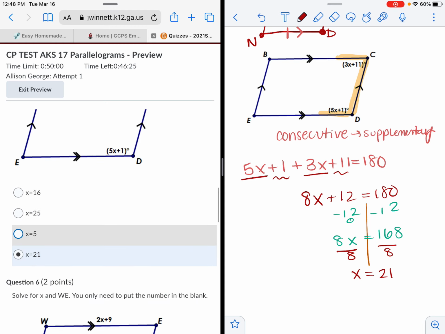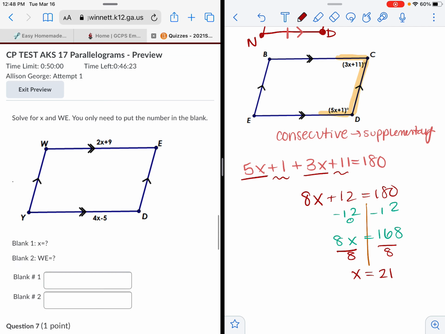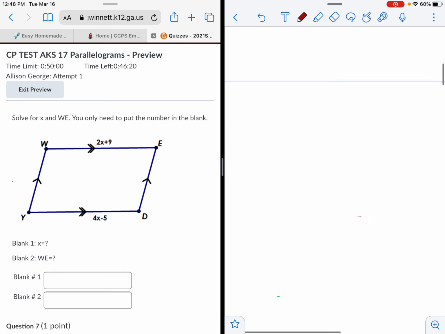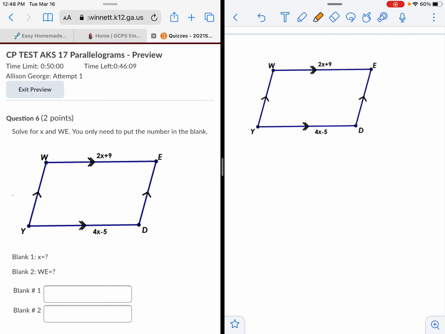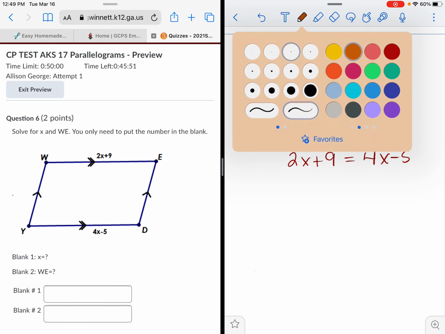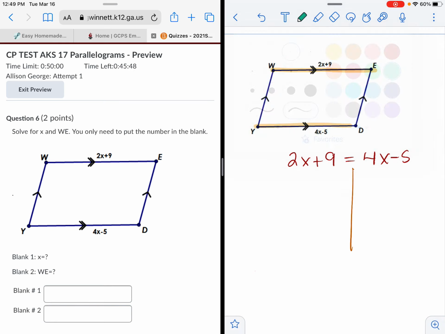There we go. All right, in this next one, we're solving for x and we're solving for the side length of WE. So I notice that I have the opposite sides in this parallelogram. This is a parallelogram because opposite sides are congruent, and I know information about these two sides. We know that opposite sides in a parallelogram are congruent. And so since they are congruent, I will set them equal. So 2x plus 9 equals 4x minus 5. I'm going to draw my solving line and start the solving process.